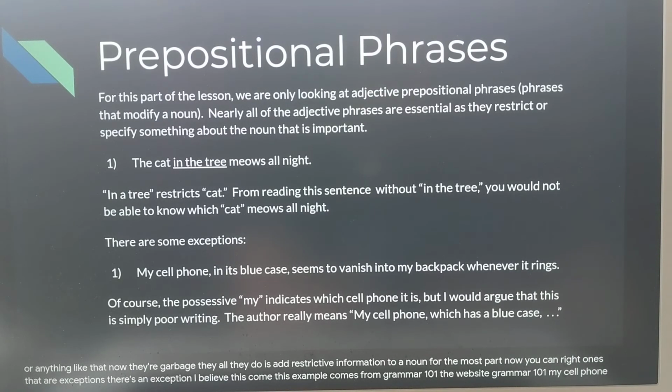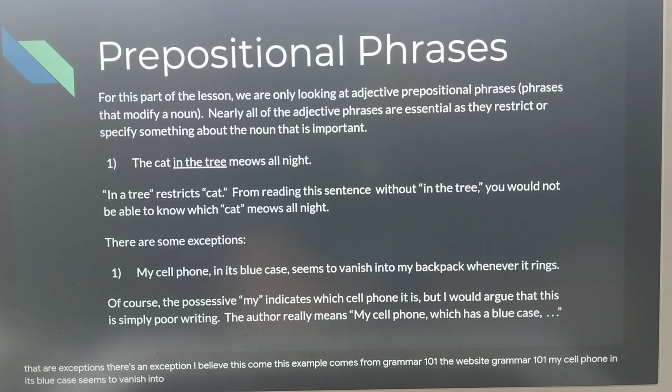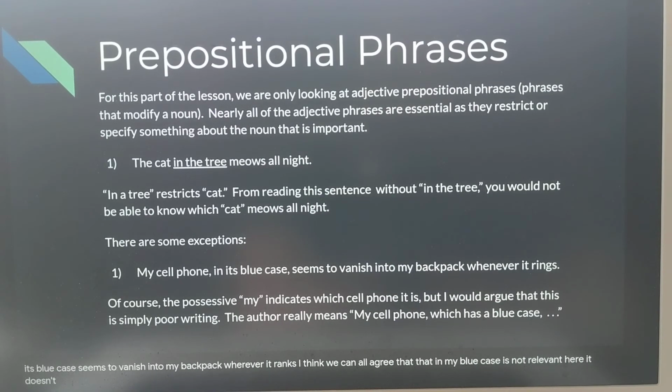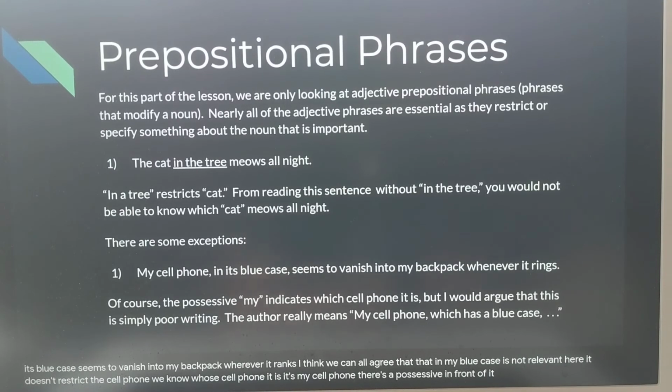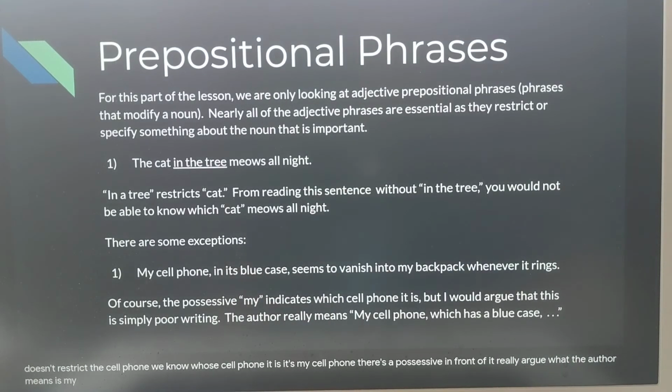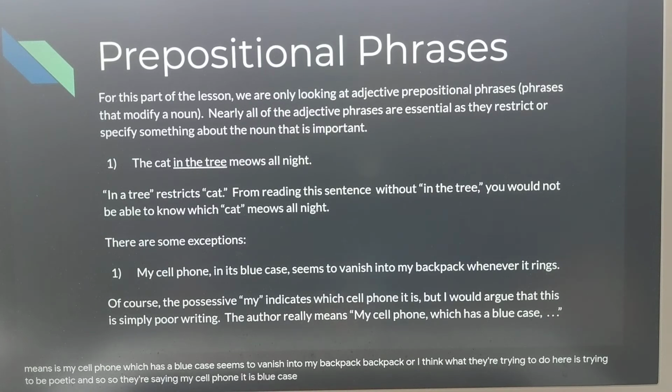My cell phone, in its blue case, seems to vanish into my backpack whenever it rings. I think we can all agree that in its blue case is not relevant here. It doesn't restrict the cell phone. We know whose cell phone it is. It's my cell phone. There's a possessive in front of it. But I would really argue what the author means is my cell phone, which has a blue case, seems to vanish into my backpack. Or I think what they're trying to do here is be poetic, and so they're saying my cell phone in its blue case, which is great for a poem.